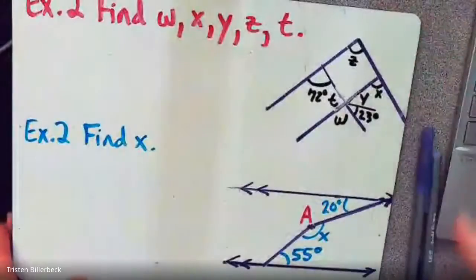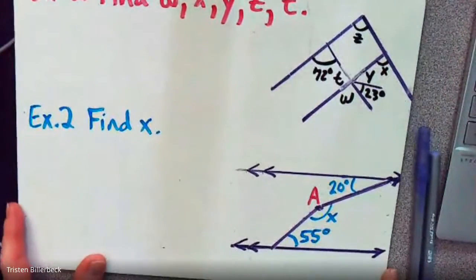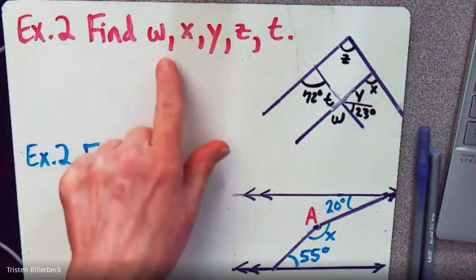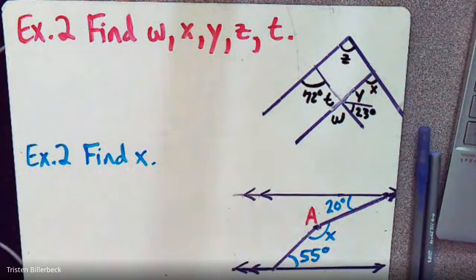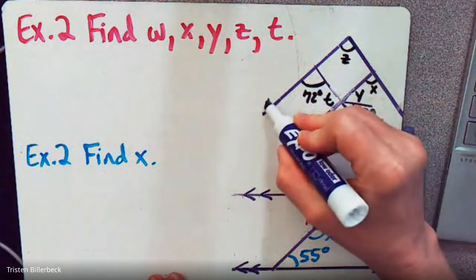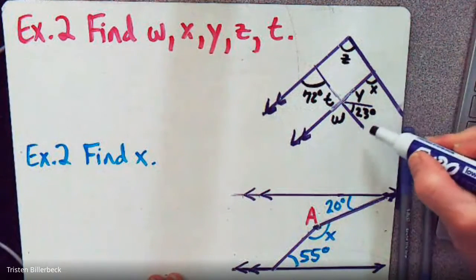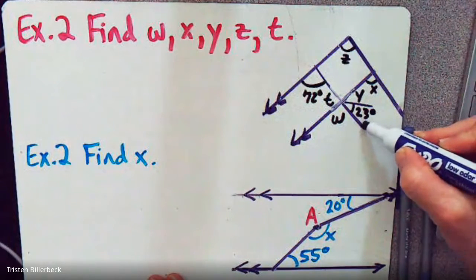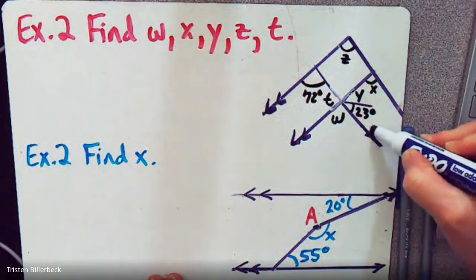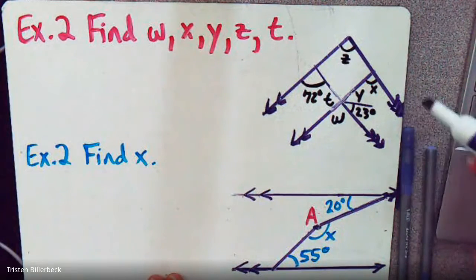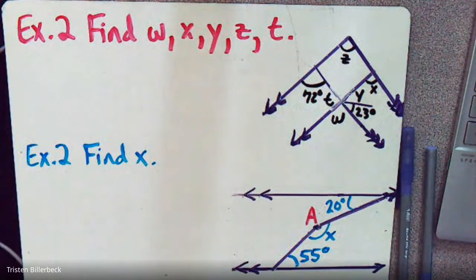Now we can get into some really cool geometric shapes and still find the angles. Okay, so it says find W, X, Y, Z, T. So we're given this, and we have two parallel lines. So this is parallel, and then these are also parallel, but we need to have a different designation. So I'm going to do 3 parallels just to make sure we know it's a different set of parallels.